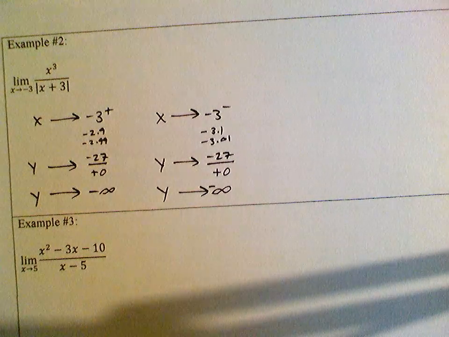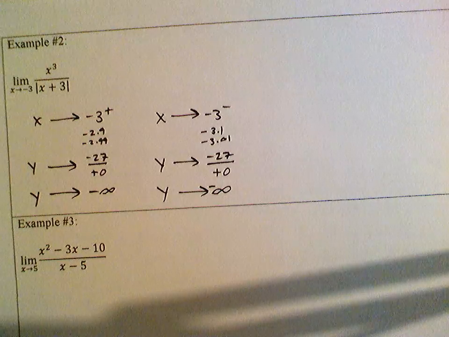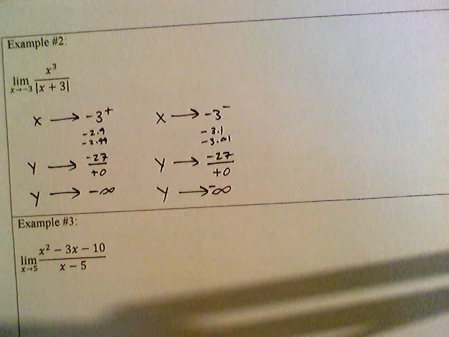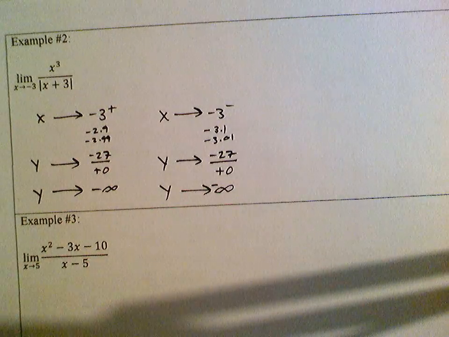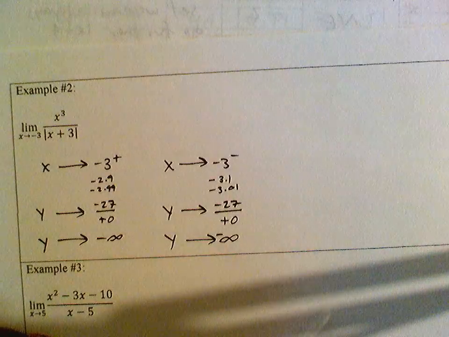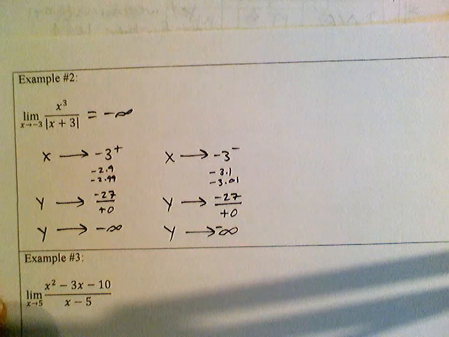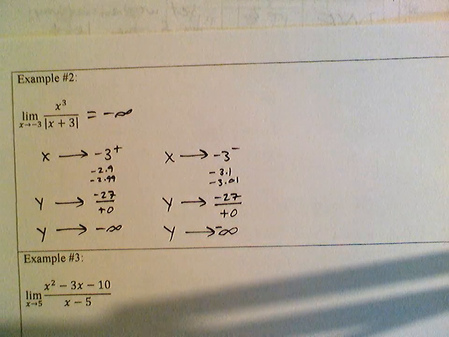All right. So the limit doesn't exist because the y's aren't approaching a concrete number, but since the y values are agreeing, they're both approaching negative infinity, instead of saying does not exist, I'm going to be more specific for my reader and say negative infinity.